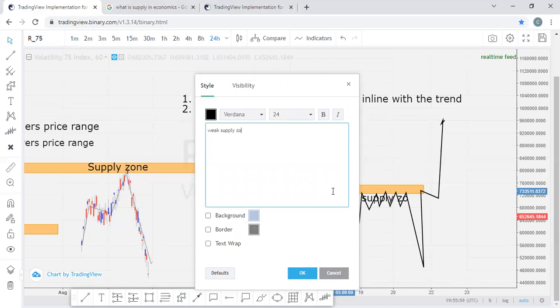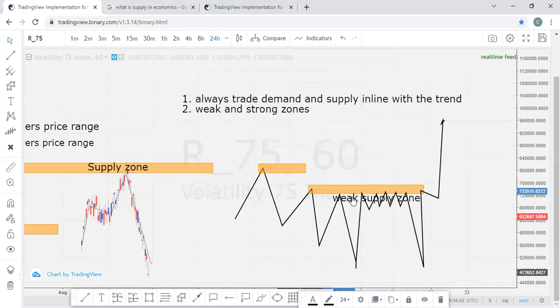This is a weak supply zone because we saw how the market struggled and struggled before it finally slowed down. That means the buyers were not willing to give up at this point. They kept trying and trying, but finally they gave way, so it's a weak supply zone. This second thing you should know is that we have weak and strong supply and demand zones.